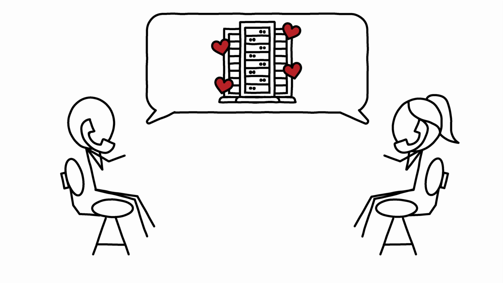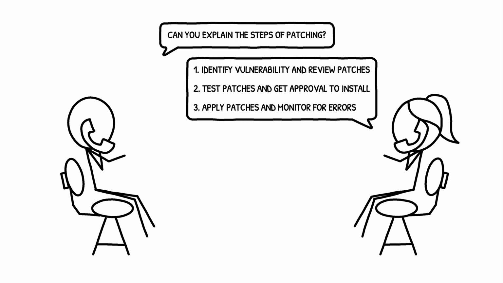the control is designed. During the walkthrough, the auditee will explain how the control works, which could include explaining the different steps of a process. If an auditor wanted to understand how patches are applied, they would ask the auditee to explain the process. The key word here is explain.